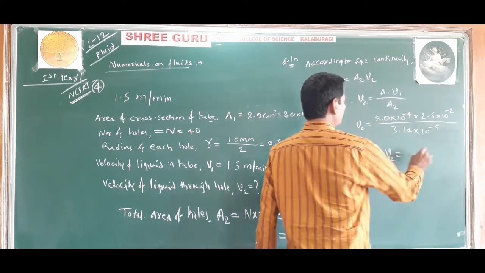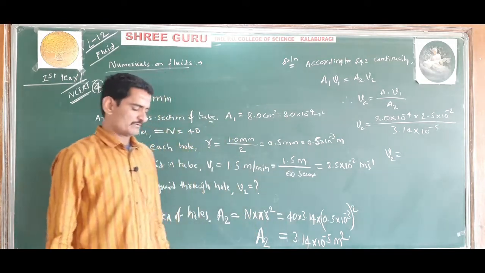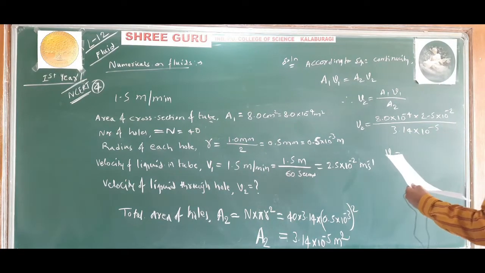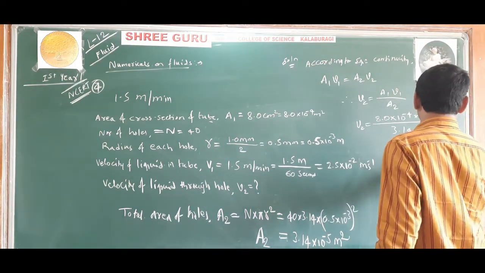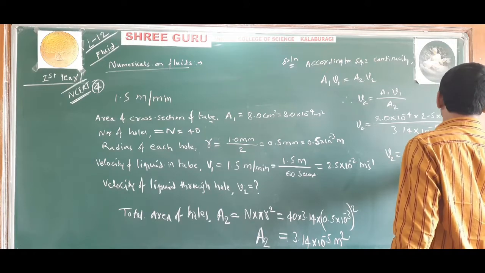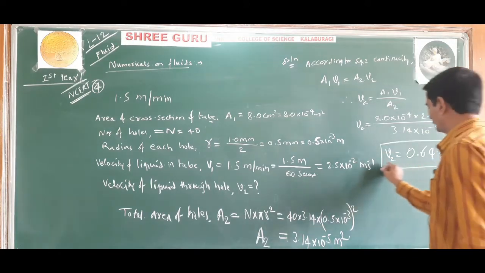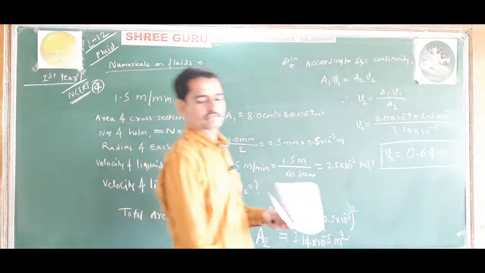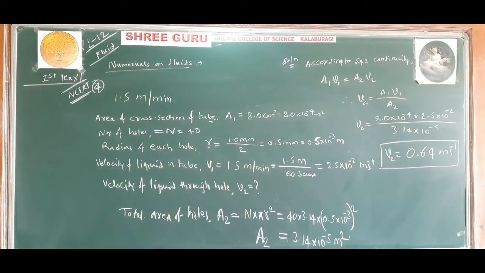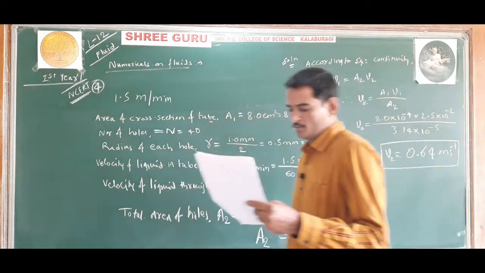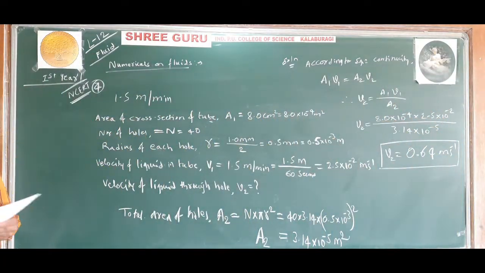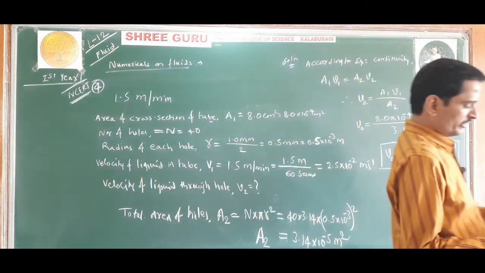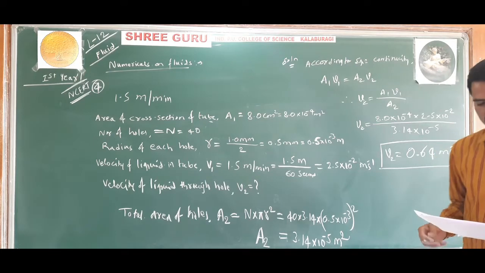Simplify this one, and you will get the answer in terms of meter per second. On calculation you will get 0.64 meter per second. So this is the velocity of the liquid in each hole, the speed of the liquid in each hole. That is what they are asking: what is the speed of ejection of the liquid through the holes? Understood? Okay. So this is how you have to solve the numericals. Okay. Next problem.